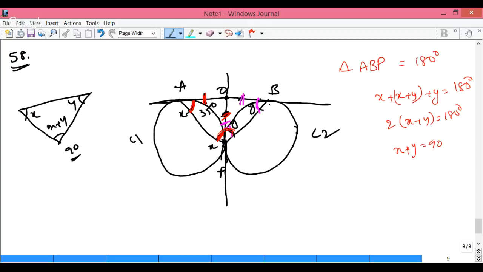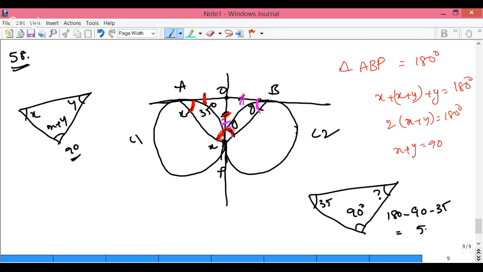Now go with the question. In the question it is given that this is 35, and we just proved this is 90 degrees, and he's asking this angle. So what will be this angle? 180 minus 90 minus 35, which will be equal to 55 degrees.